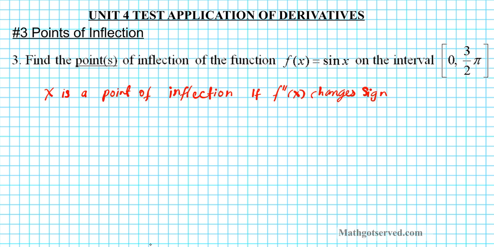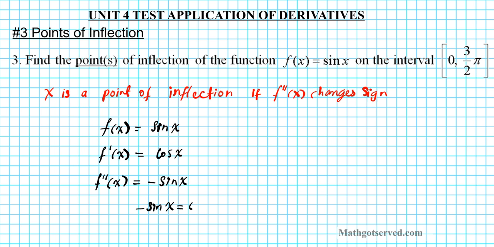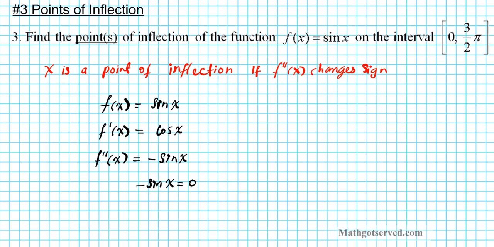Alright, let's go ahead and find the first derivative first. So our function is sine x. The first derivative, f prime of x, is equal to cosine x. The second derivative of f is negative sine x. Okay, so we're going to solve for where this function is equal to 0. That will be our boundary points.